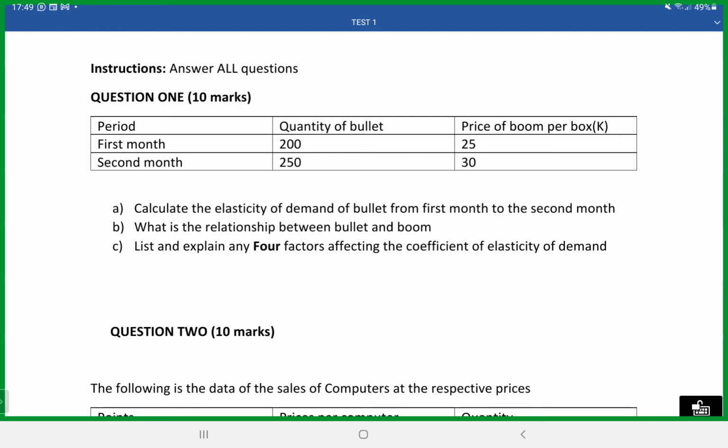The question is, calculate the elasticity of demand of bullet from first month to the second month. Check that there are two related goods here, boom and bullet. So the good in question is bullet, that's the good that you are selling. If the price of boom, a related good, changes from 25 to 30, then the quantity of bullet that you are selling will change from 200 to 250, right? What type of elasticity is this one? Is it income elasticity, cross elasticity, or price elasticity? It's cross elasticity of demand because we're dealing with two different commodities.